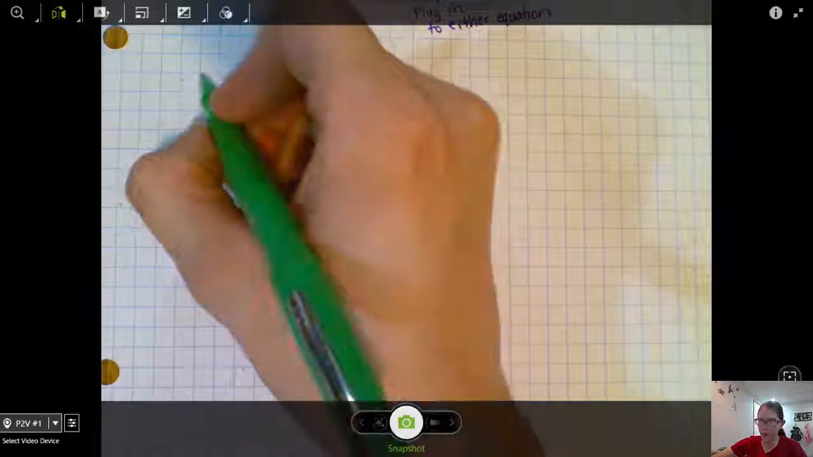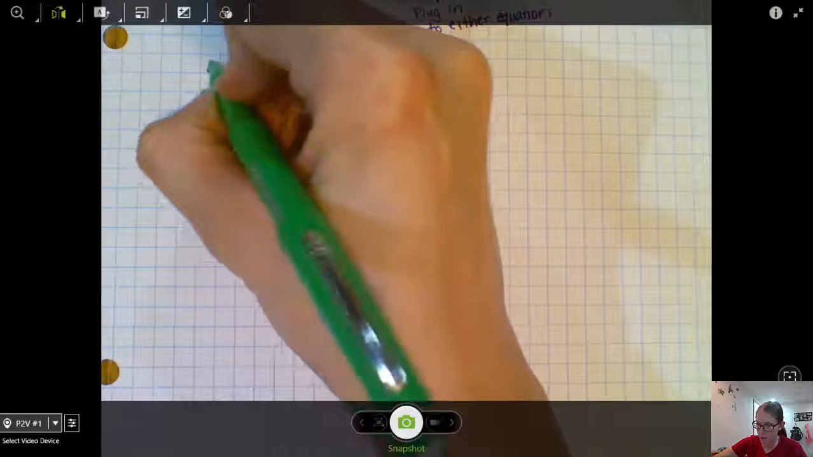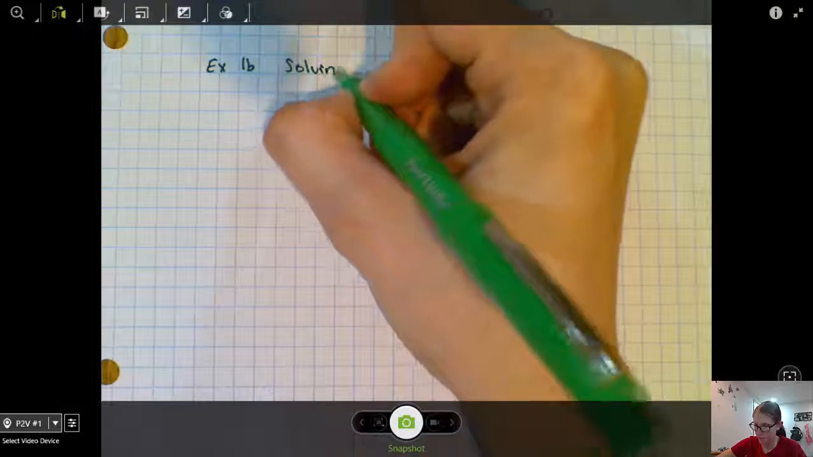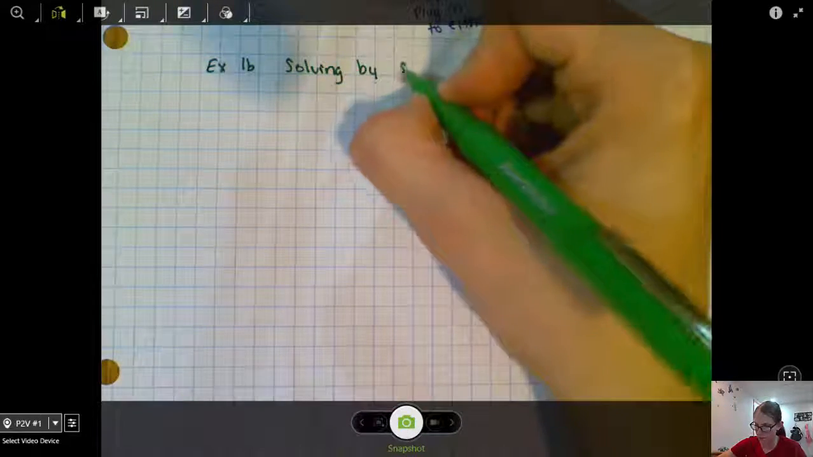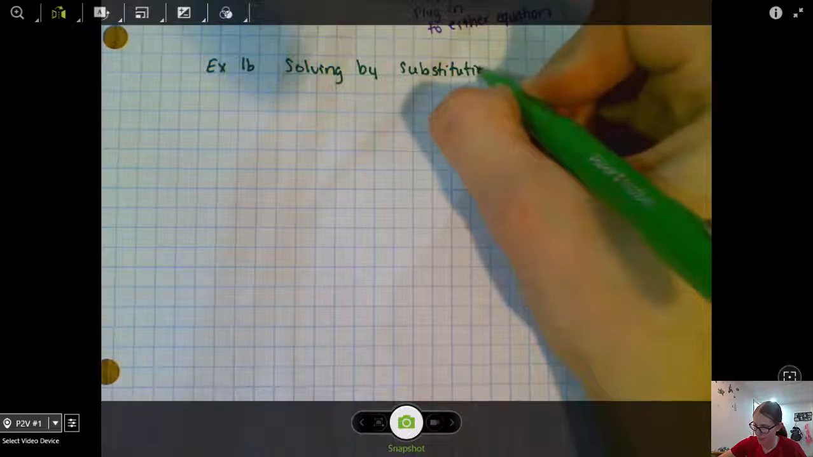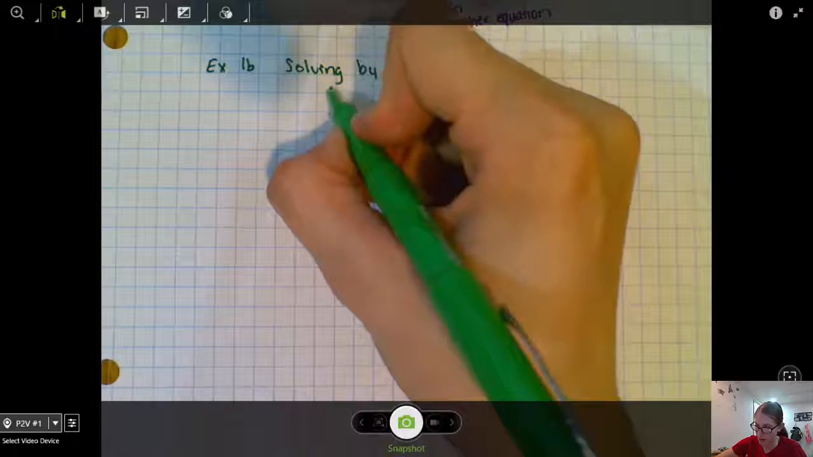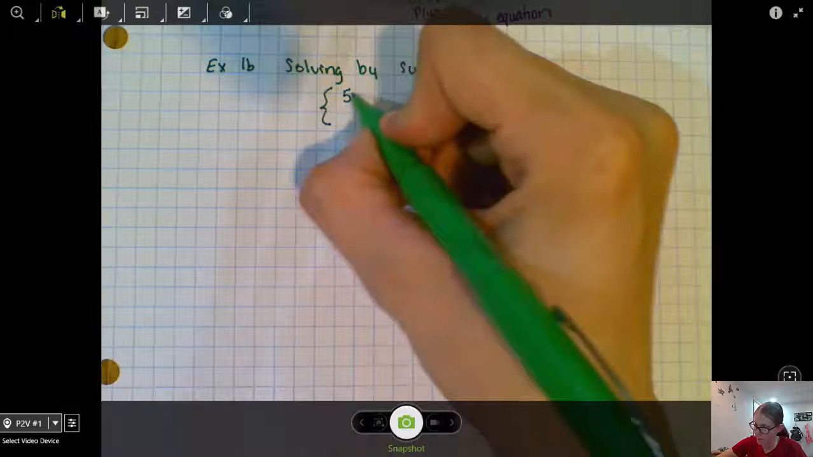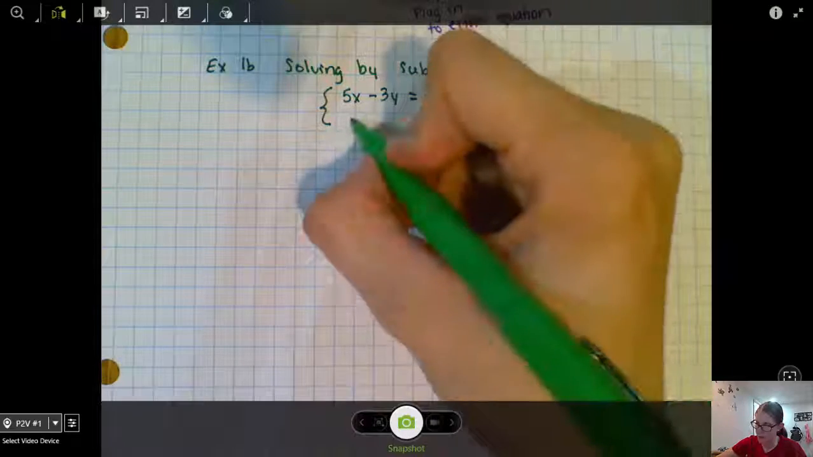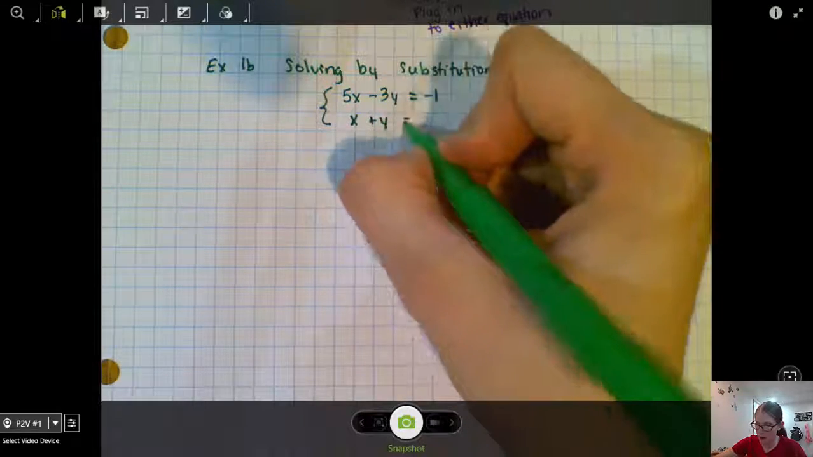I'll do example 1b here, a similar problem where I'm solving by substitution. And this time my system of equations is 5x minus 3y equals negative 1, x plus y equals 3.